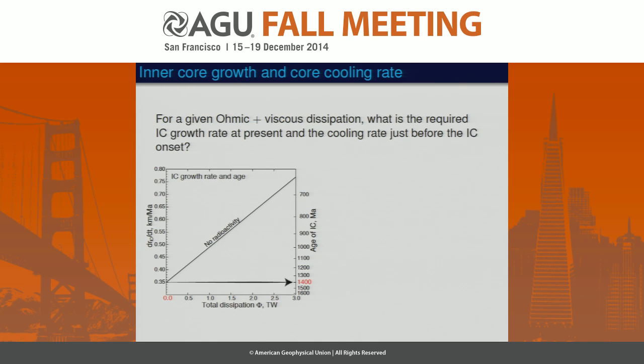So now, for any given value of the total dissipation between, say, 0 and 3 terawatt, you can compute what inner core growth rate is necessary to maintain that dissipation. This number here is the one without radioactivity. If you take a zero dissipation, which you will agree with me is a minimum bound, we don't know how good that minimum bound is, but clearly it cannot be less than 0, already that gives you an inner core age of 1400 million years, 1.4 billion years. And that's therefore a maximum age.